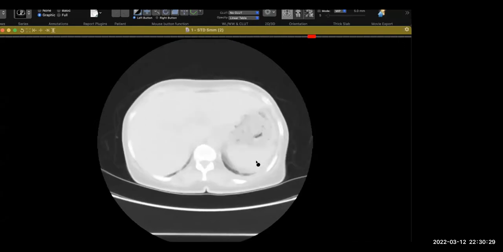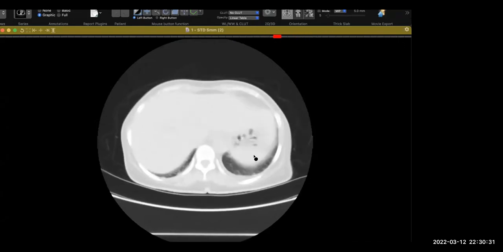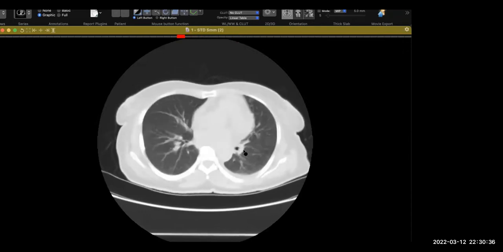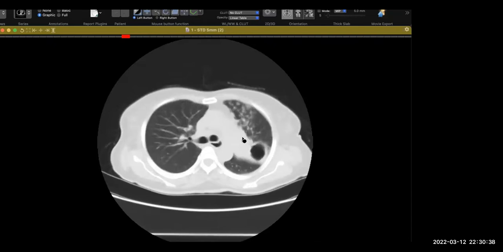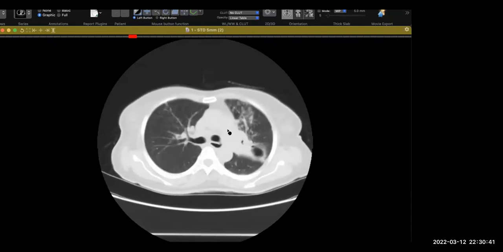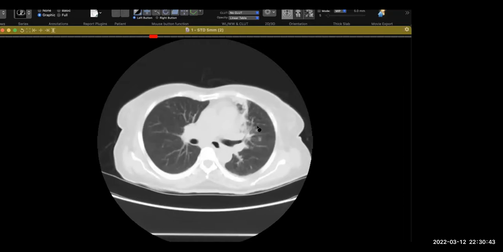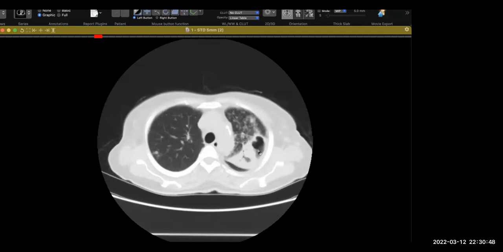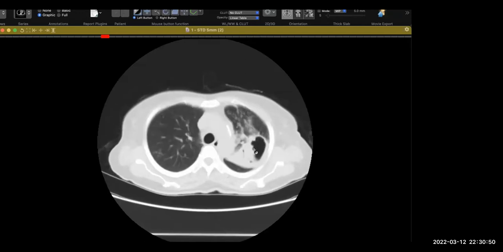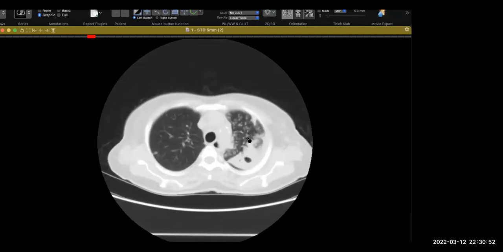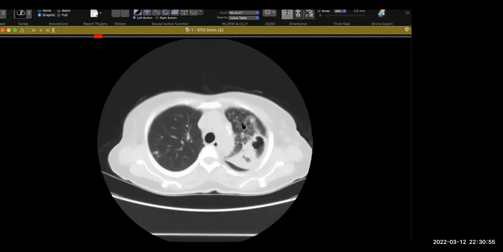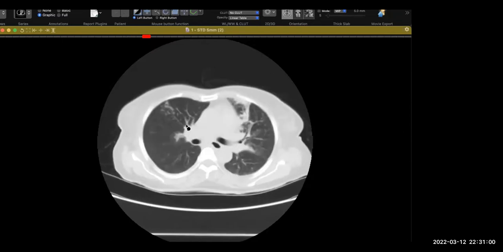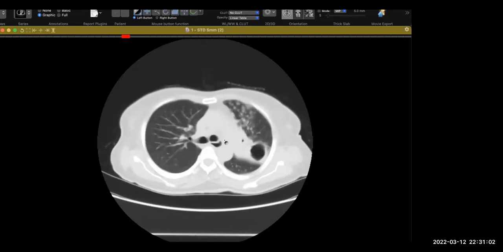what's happening. There is a trace of left-sided pleural effusion, and there are abnormalities in both sides of the lung. There are multiple tree-in-bud opacities, and on the left side there is a large thick-walled cavity, with some adjacent tree-in-bud opacities. Similar opacities are also seen on the right side of the lung in a bronchocentric pattern.